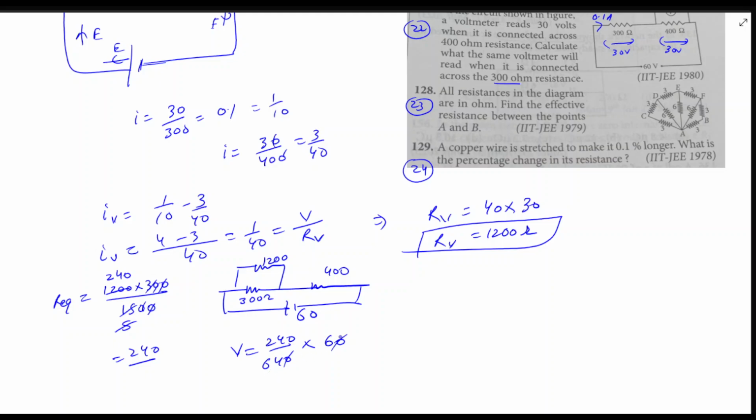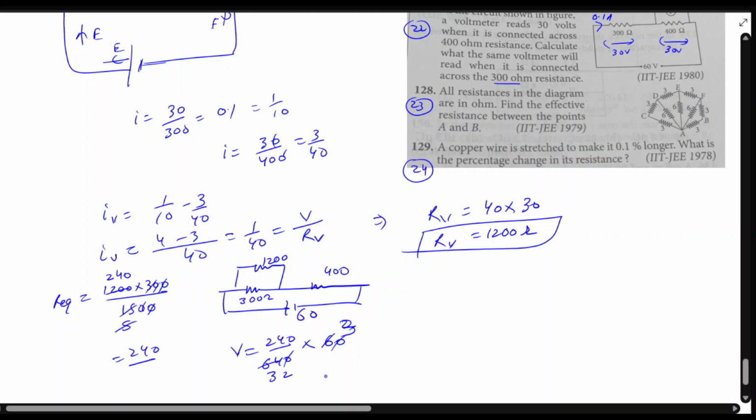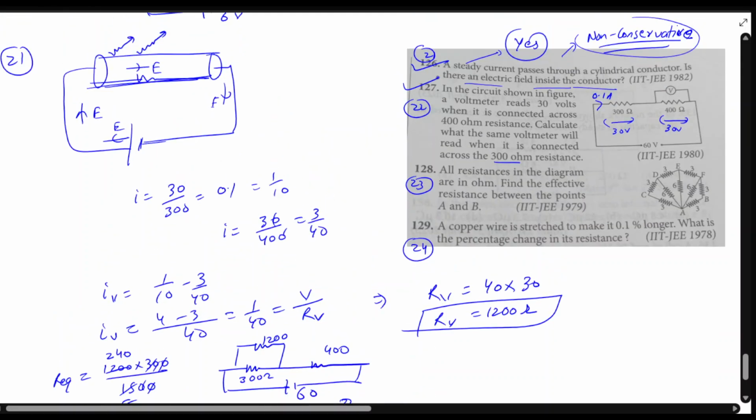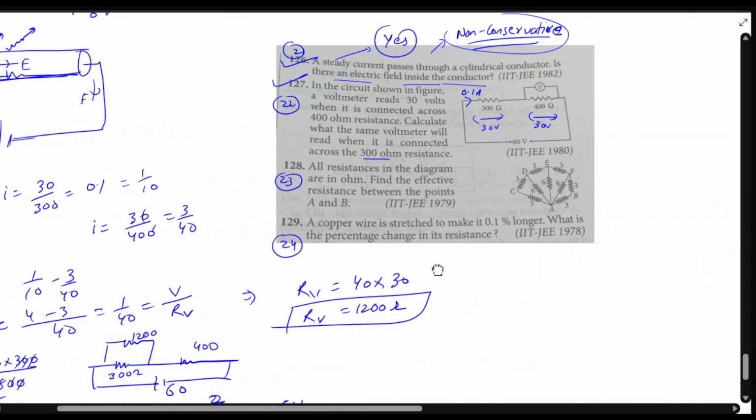So we can take 3 and this will be 32. If I use a calculator really fast, 240 into 3 divided by 32, we will get 22.5 volts. Okay. So again, quite easy question. Let's move on to our next question.